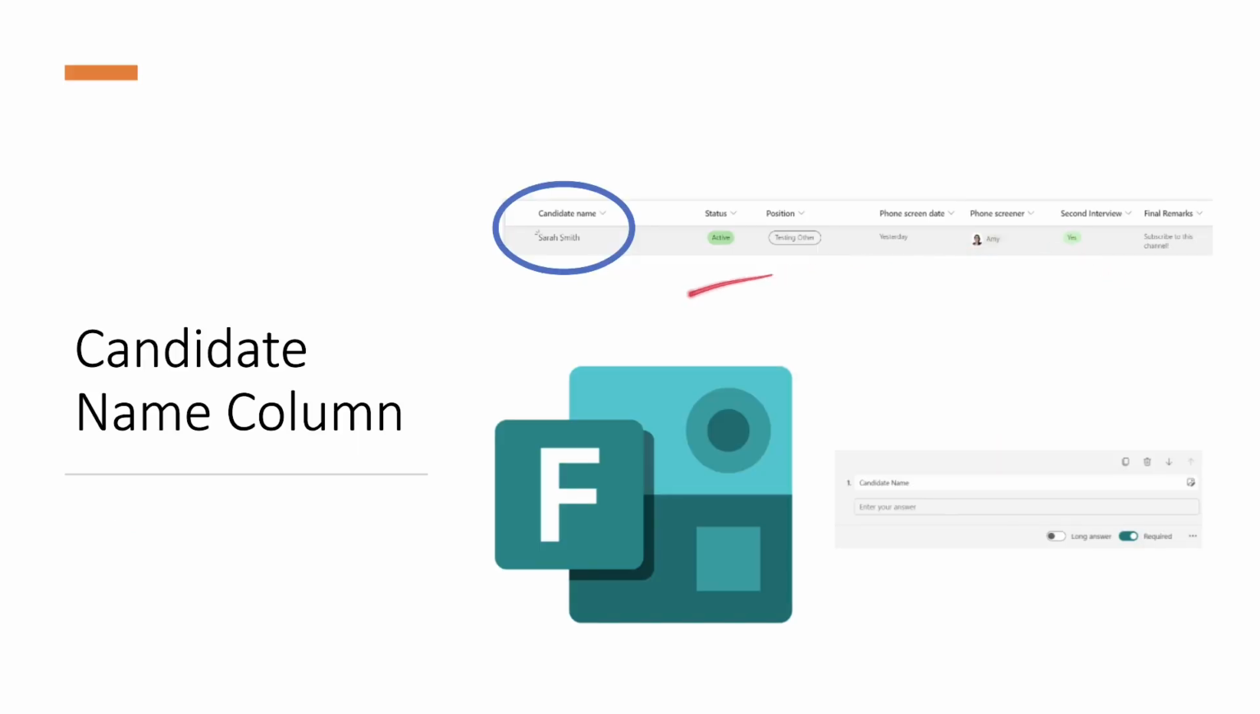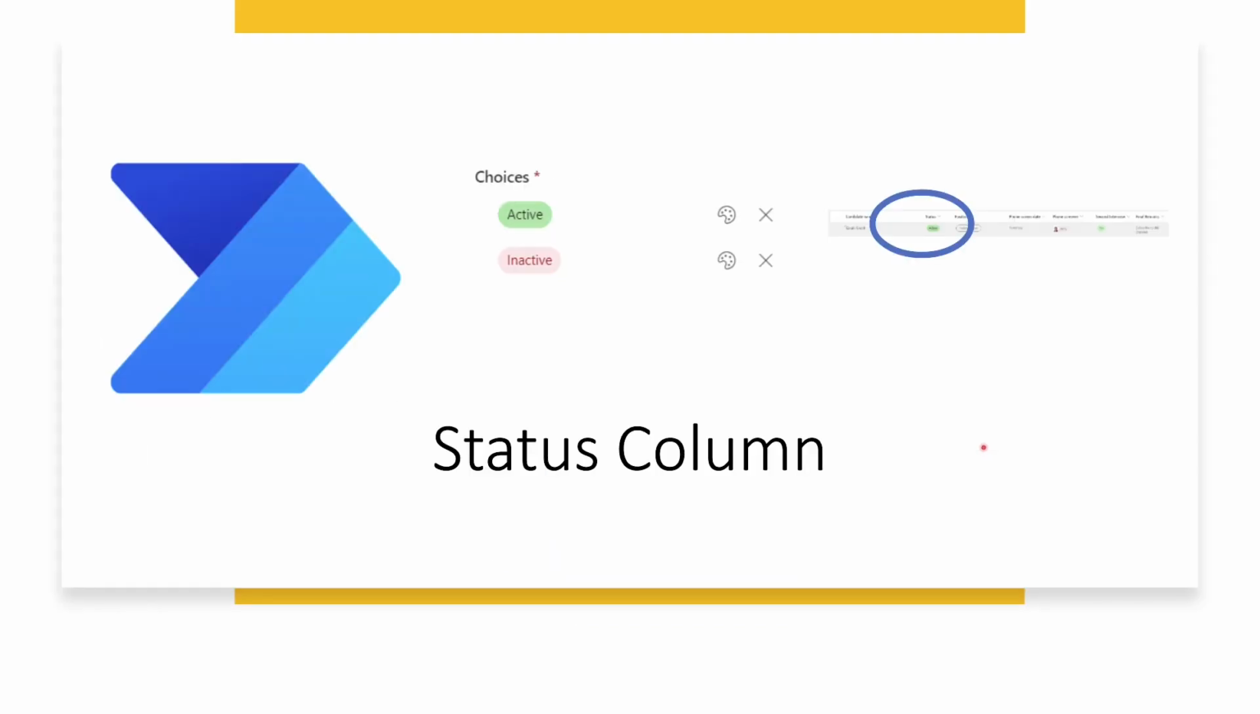All right, so the candidate name column. This is the default title column within Microsoft Lists, and we've just set up a short text field within Forms, and that feeds over beautifully. The next one is this status of the applicant, and this is not actually defined within Microsoft Forms. It is something that we are going to define within Power Automate.